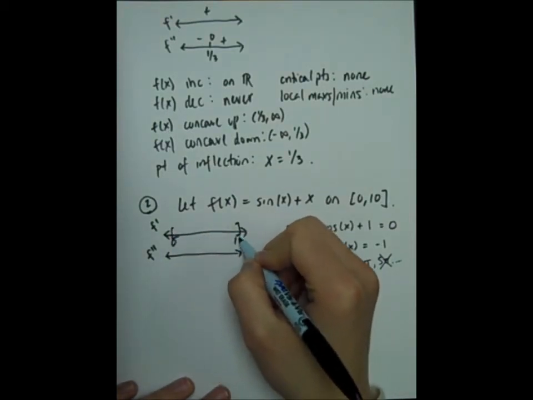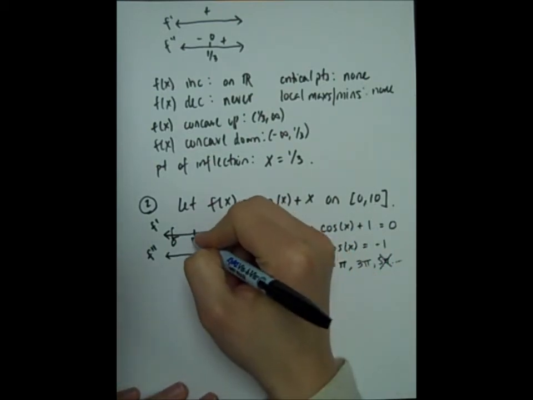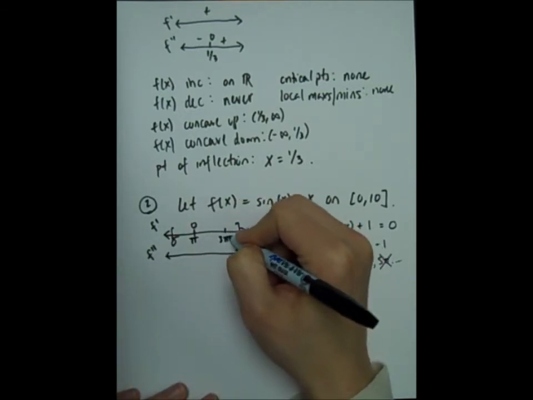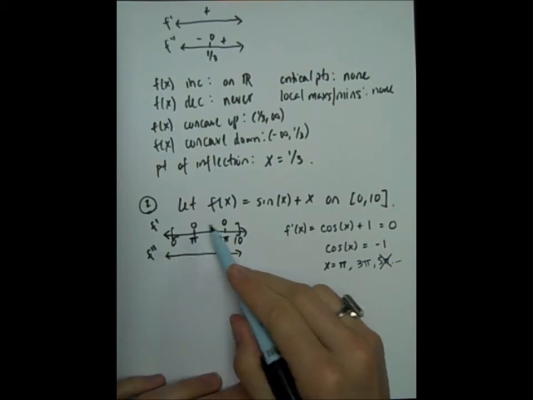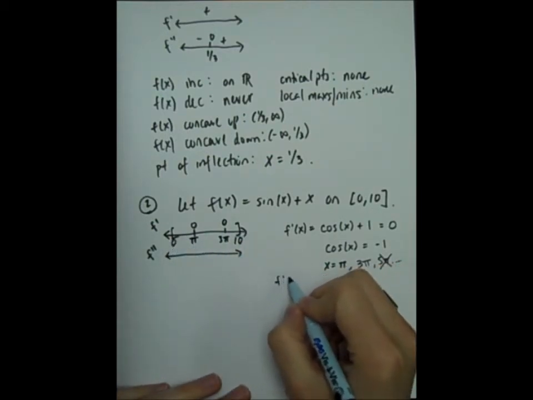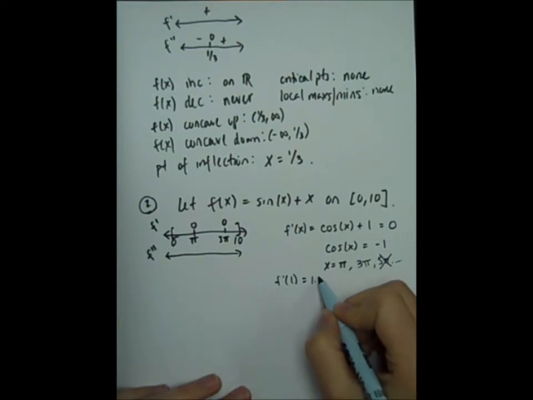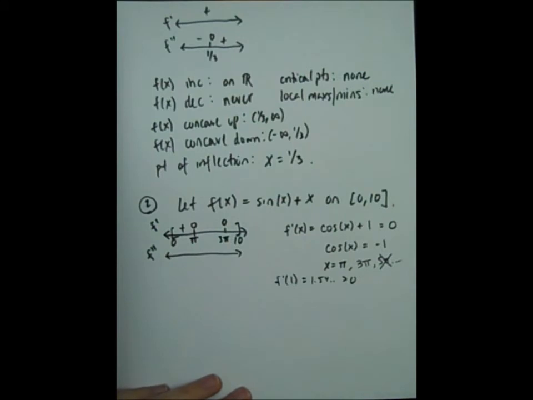So I'm going to cut off my picture because I only want to look from 0 to 10. And I found that it's 0 at pi and 3 pi. Okay, now let's get my minuses and pluses here. Something between 0 and pi, maybe 1. So f prime of 1, well, that's going to be cosine of 1 plus 1, which is 1.54, positive. Again, I don't really care about the number, I care more that it's positive.